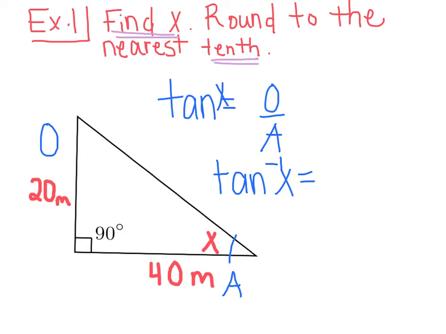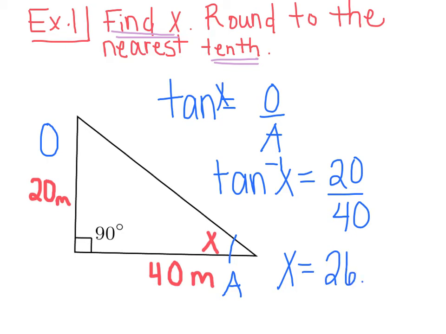So once you see the tan to the negative first on your calculator, then you write your fraction, 20 over 40. So from there, x equals 26.6, and so we had to round to the nearest tenth, so we are done. And so I would put a degree symbol at 26.6 just so you know that we found the degree of the angle, but not the side.